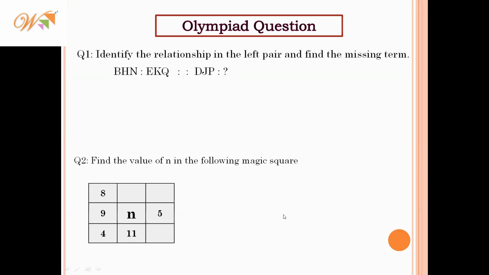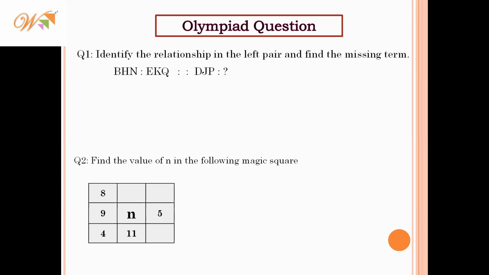Let's take two examples from the Olympiad question paper. I have taken these two questions from the Olympiad 2022. Try to solve these questions. Pause the video over here. Try to solve these questions. Once you're done, please continue the video. We'll look at the answers.